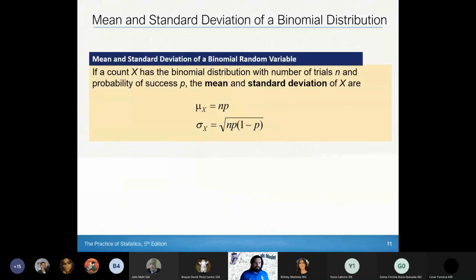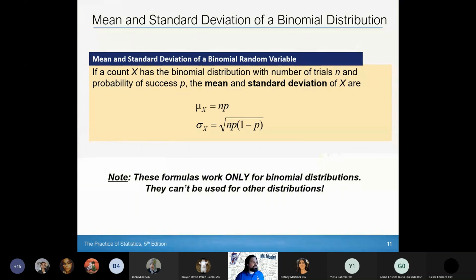Here's the shortcut. The mean and standard deviation of a binomial random variable. If a count X has a binomial distribution with number of trials N and probability of success P, the mean and standard deviation of X are: mean equals NP, or N times P. Right, so number of trials times probability of success. Standard deviation is the square root of number of trials times probability of success times the probability of failure. Right, NP times 1 minus P, which also implies NP times 1 minus P is the variance, because the square root of the variance equals standard deviation.